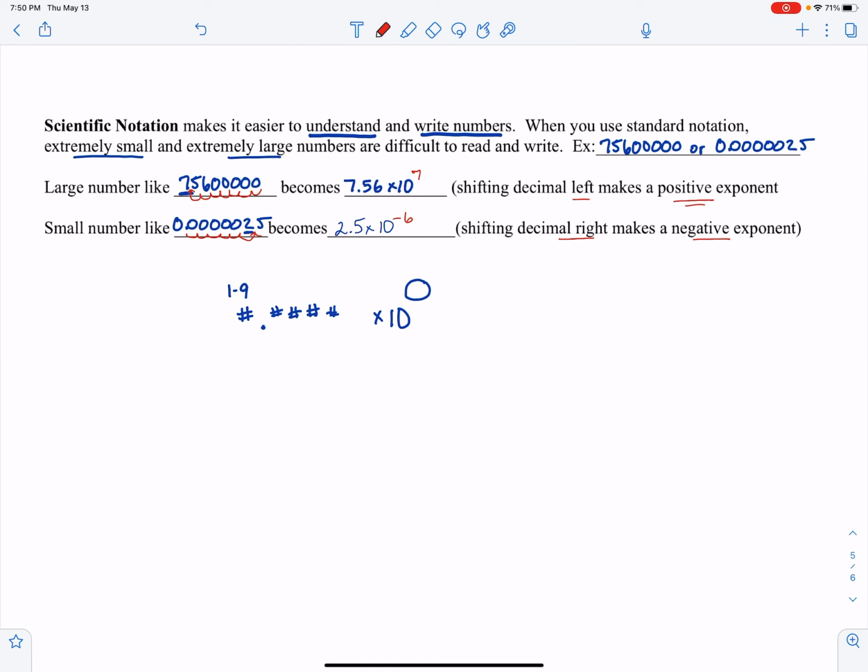And just a good rule of thumb is basically if you're starting with a small number, you're going to need a negative exponent because that means small. And if you're starting with a really large number, you should expect a positive exponent. So if you don't want to remember the shifting decimal left and right rules, just make sure that when you're looking at the number you're starting with, if it's big, positive exponent. If it's less than 1, negative exponent.